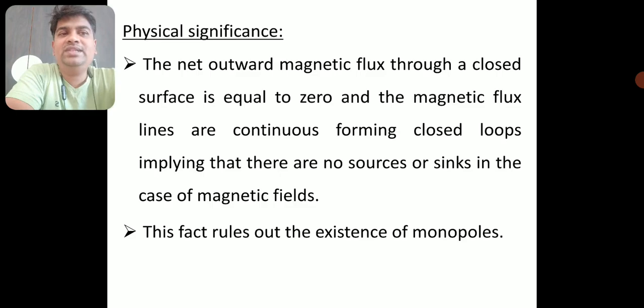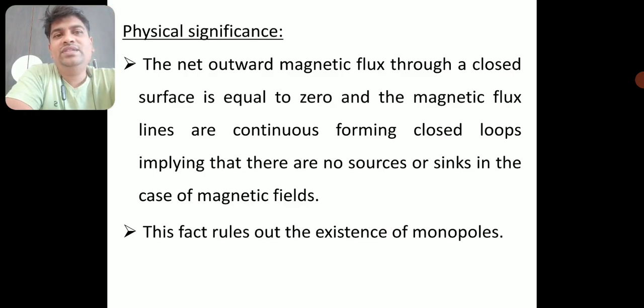Here it means that there is no source or sink in the case of magnetic field, but there is in the case of electric field. The source of the electric field is the positive charge, and the sink for the electric field is the negative charge. But that is not the case in the magnetic field. The magnetic field lines are continuous, forming closed loops, whereas the electric field lines of force are straight lines which go out and come in. So in the magnetic field, the flux lines are closed loops.